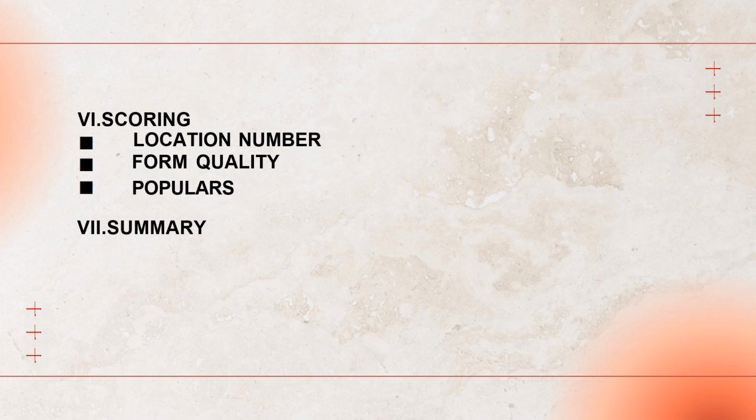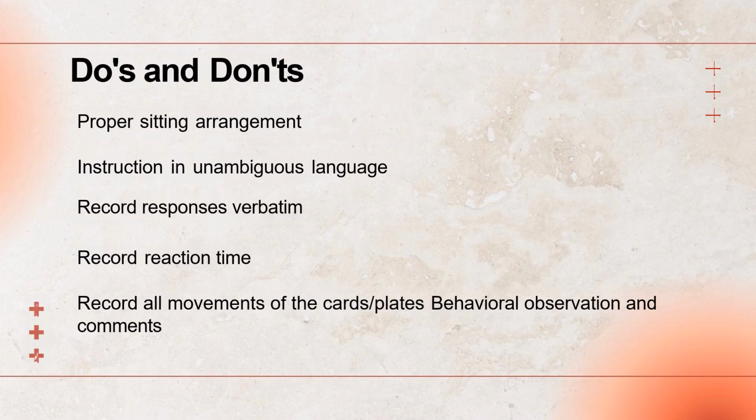And then scoring has to be done. Location number, form quality and populars have to be noted. Populars as in what has been continuously seen as a pattern. And then you have to summarize.